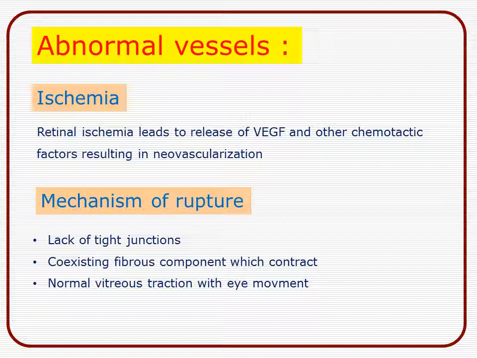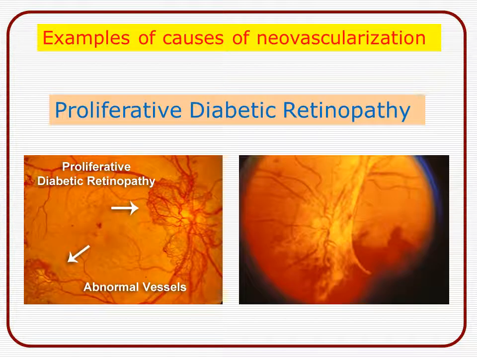The abnormal vessels arise due to ischemia. Retinal ischemia leads to release of vascular endothelial growth factor and other chemotactic factors, resulting in new vascularization. The mechanisms of rupture are lack of tight junctions, coexisting fibrous components which contract, or normal vitreous traction with eye movement.